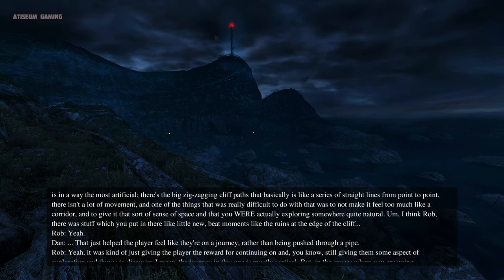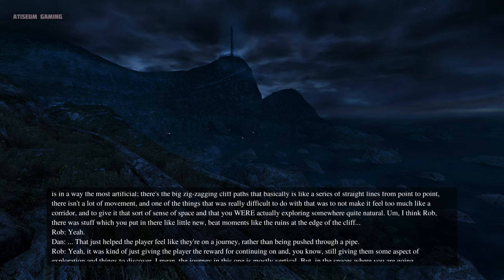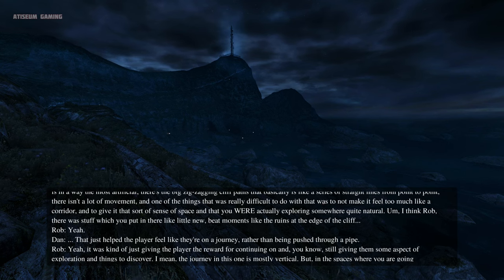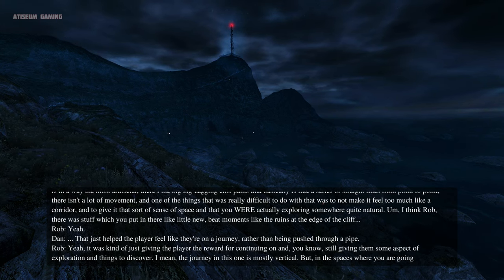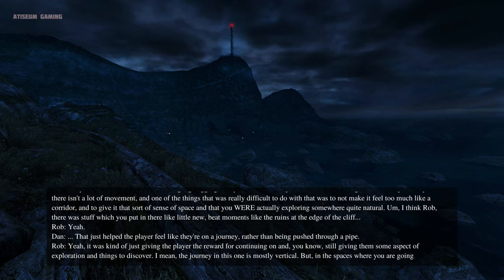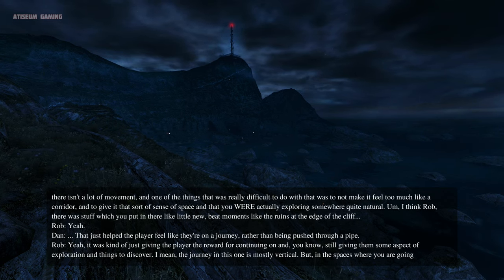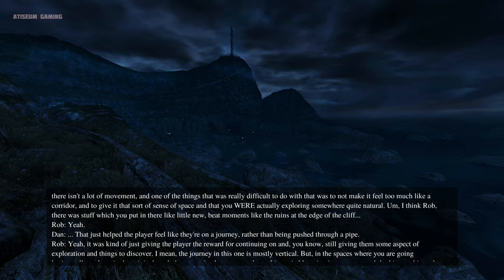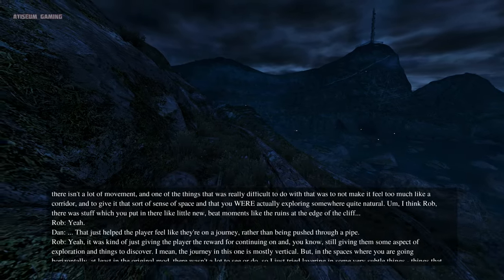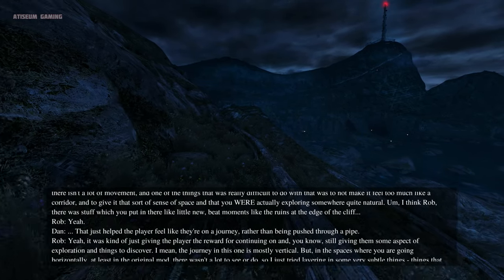I think, Rob, there was stuff which you put in there, like little new beat moments, like the ruins at the edge of the cliff, that just helped the player feel like they were on a journey rather than being pushed through a pipe. Yeah, it was just giving the player the reward for continuing on, and still giving them some aspect of exploration and things to discover.